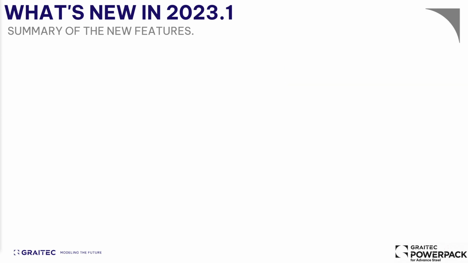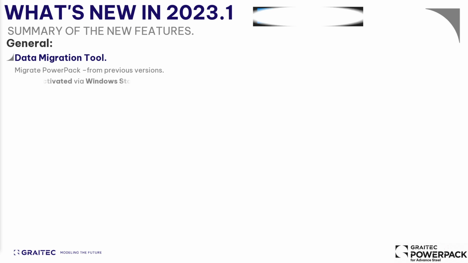So the other new tool that we're bringing for the 2023.1 version is the data migration tool. This is to migrate previous versions of PowerPack data into the current version. The tool is activated via the Windows Start menu. Look under the GRAITEC folder and you should see the icon above. Selecting the icon will initiate the process.